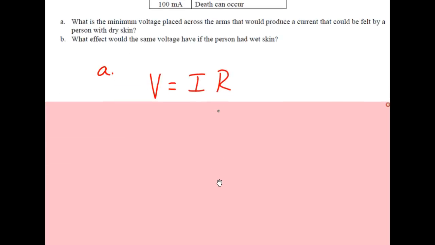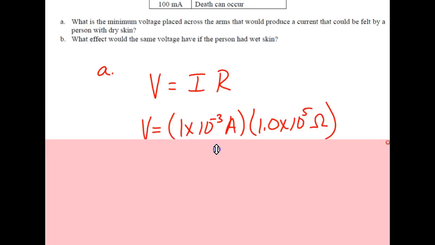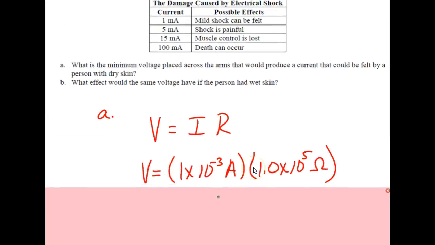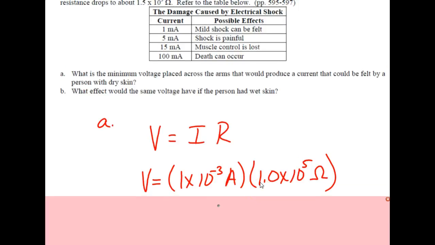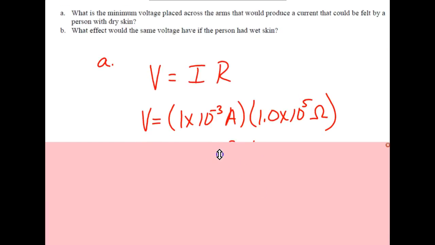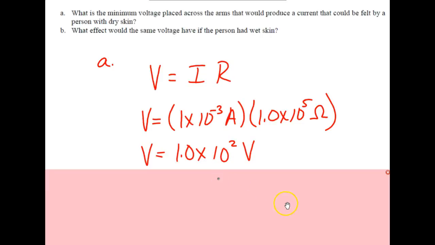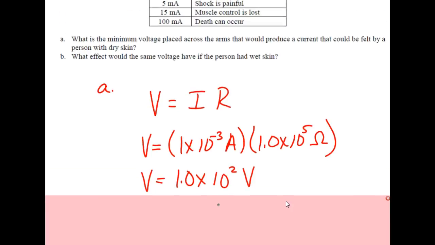Solve for V would be V equals I times R. Go ahead and sub in the values. 1 milliamp would be 1 times 10 to the negative 3 amps. Milli is 10 to the negative 3. And times your resistance, 1 times 10 to the 5th. The voltage required to do that would be 100 volts, 1.0 times 10 to the 2nd volts to the appropriate number of sig figs.